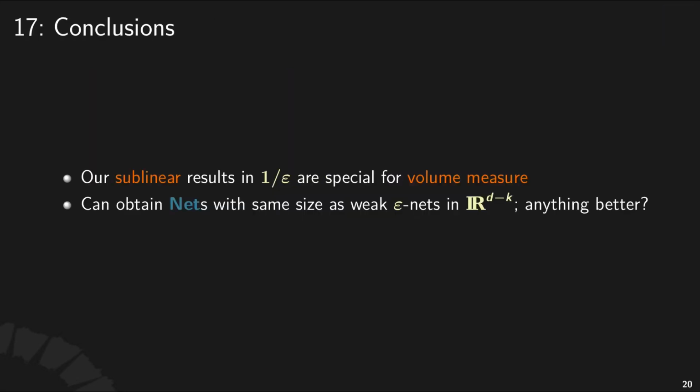So, conclusion: we showed a sublinear result on the size of epsilon nets, K-epsilon nets, for the volume measure of the hypercube. And the major open problem is, can we do something interesting now for the standard setting?